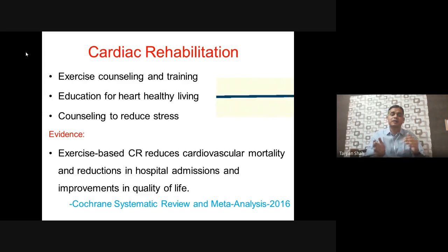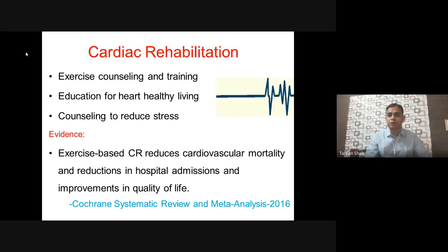So the difference between the conservatively managed case for the cardiac rehab and the surgically managed case is, in the conservatively managed cases, we give physiotherapy slowly. The progression for the exercise will be slow compared to the surgically managed cases. You have to remember this. This is very important clinically.